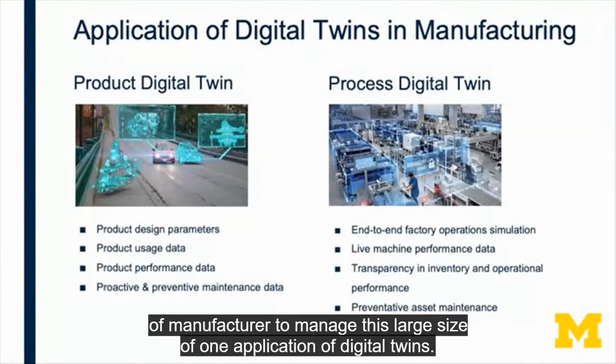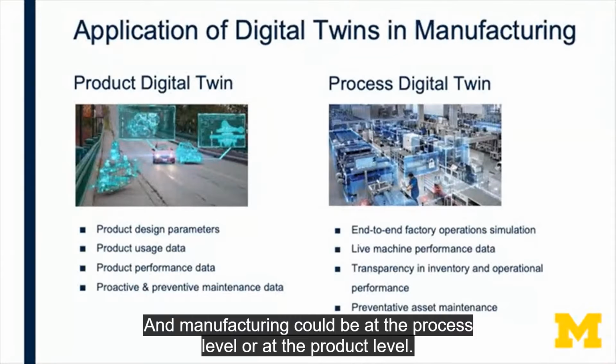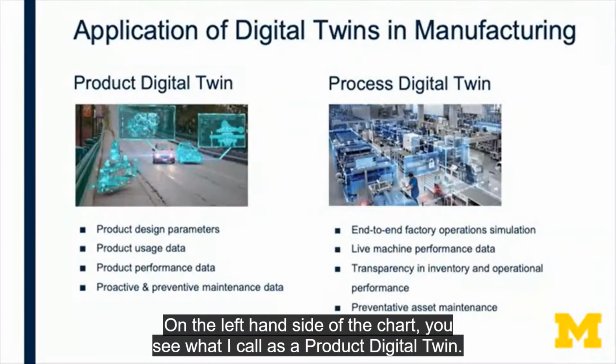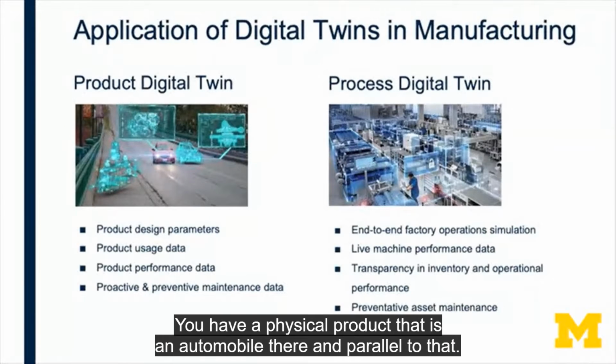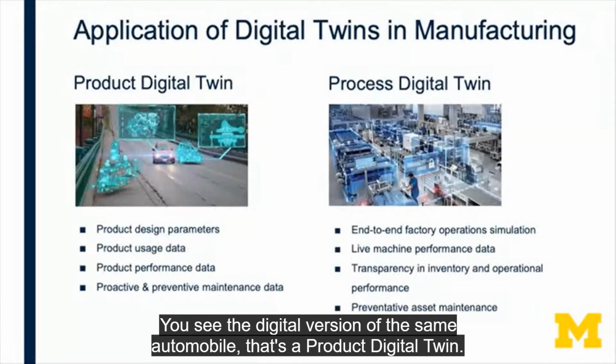Application of digital twins in manufacturing could be at a process level or at a product level. On the left-hand side of this chart, you see what I call a product digital twin. You have a physical product, there's an automobile there, and parallel to that, you see a digital version of the same automobile. That's a product digital twin.